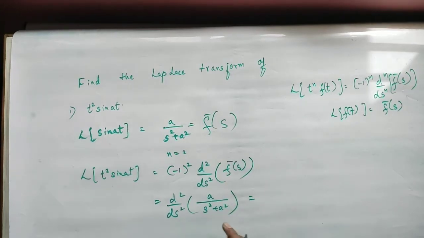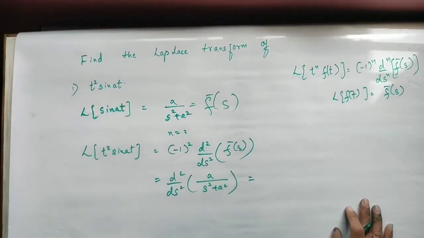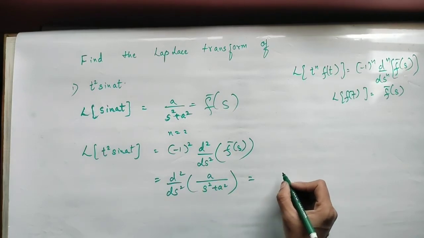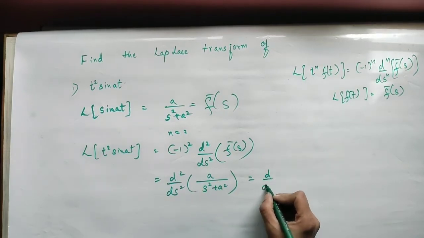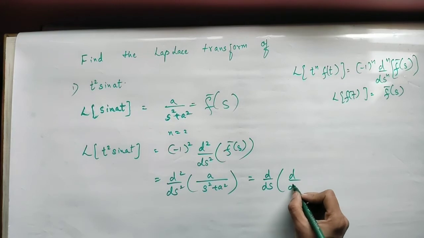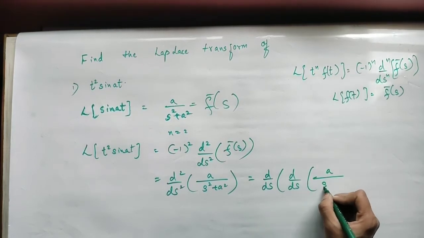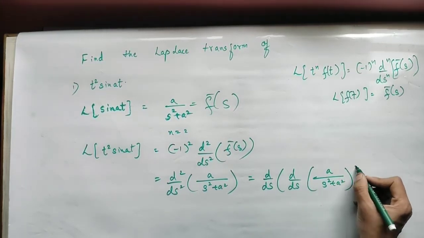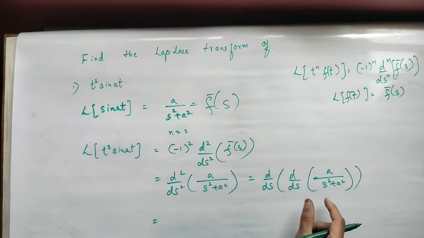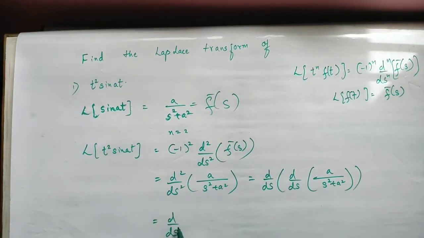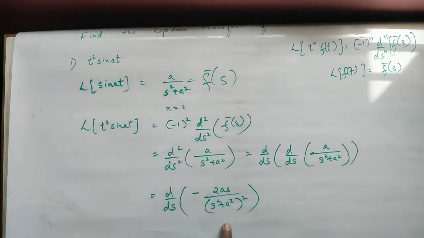Write the first derivative of this. The first derivative of a divided by s square plus a square is, first you can write it like this. First solve the inner brackets. So d by ds as it is. The inner bracket solution will be minus 2as divided by s square plus a square whole square. Now you have to again differentiate this.